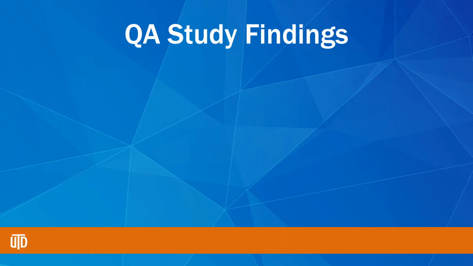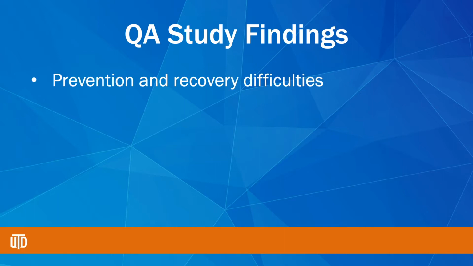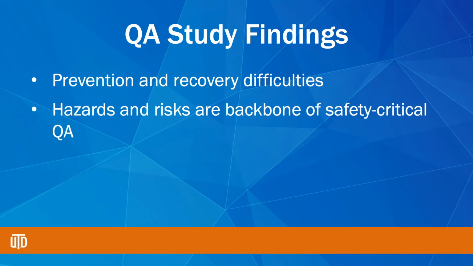So let's move on to the translation portion of this project and the observations that we made during that time. So the first is that a lot of QA methodology uses a prevention and recovery based approach. And this proved to make the translation a bit more difficult because it's difficult to recover from a business risk via software. Furthermore, hazards and risks are the backbone of most safety-critical QA methodologies.